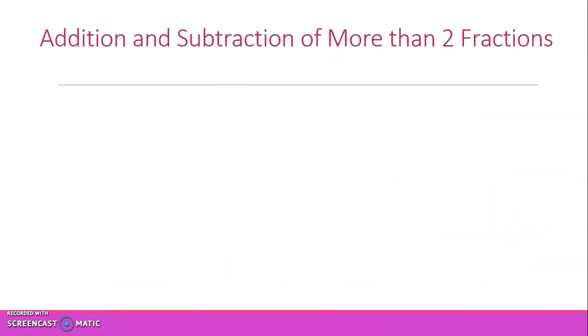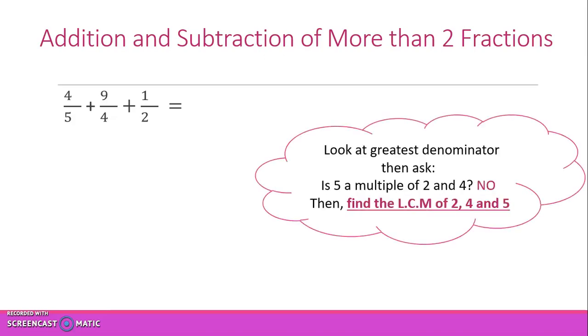Addition and subtraction of more than two fractions. For example, 4 over 5 plus 9 over 4 plus 1 over 2. I have to ask myself here, which one is the greatest denominator? The greatest denominator is 5.